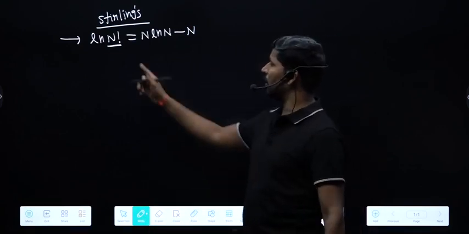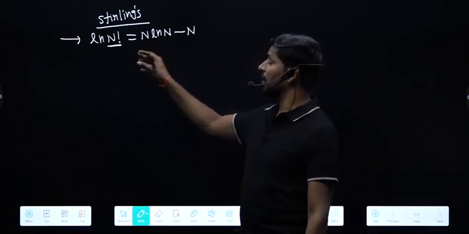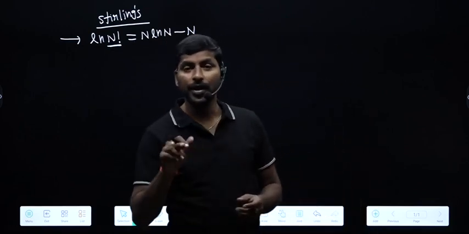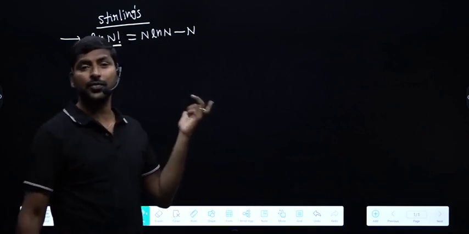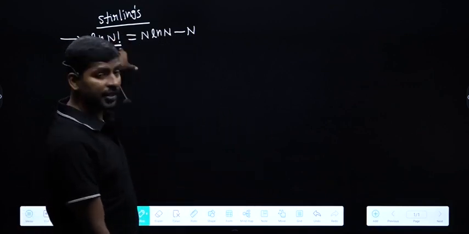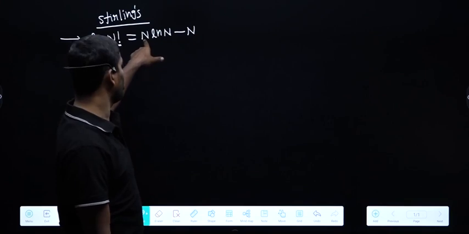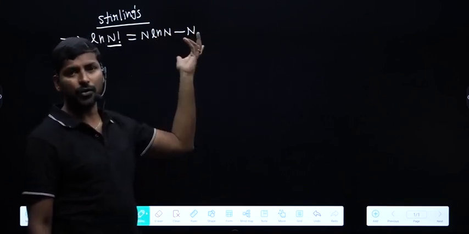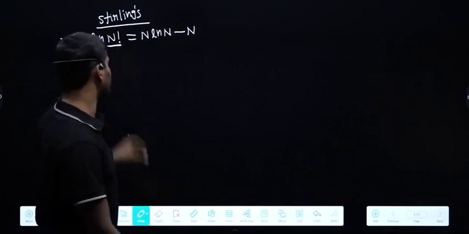A large number factorial is difficult to calculate. For example, if you take Avogadro's number, 10 power 23 factorial, it is difficult to calculate. Instead of calculating 10 power 23 factorial, what will we do? We write 10 power 23 ln 10 power 23 minus 10 power 23, which we can calculate. So that is somewhat easy to calculate.